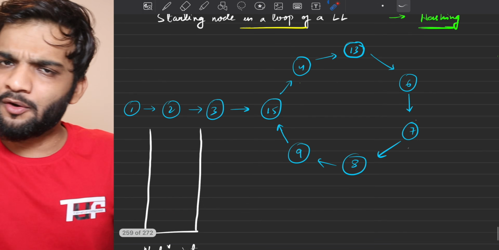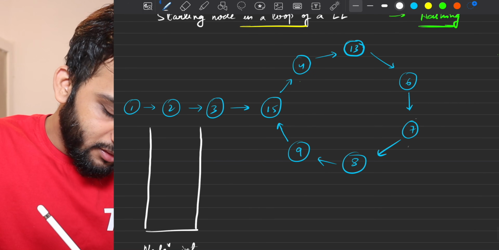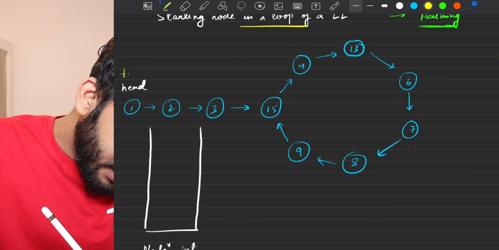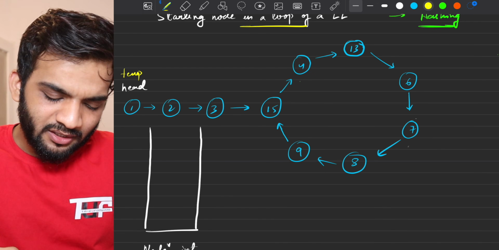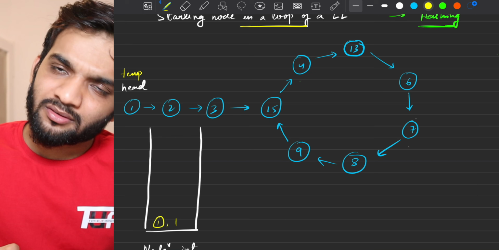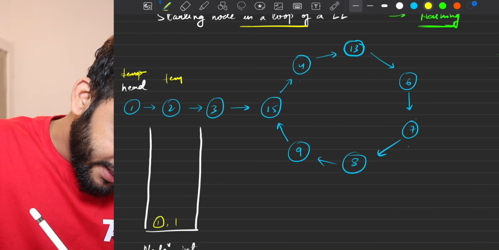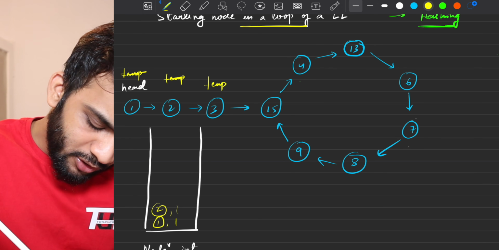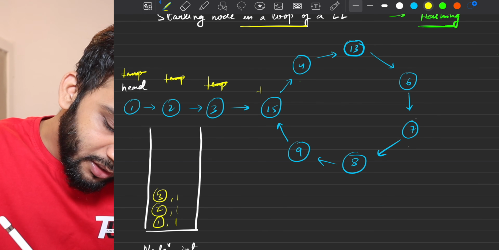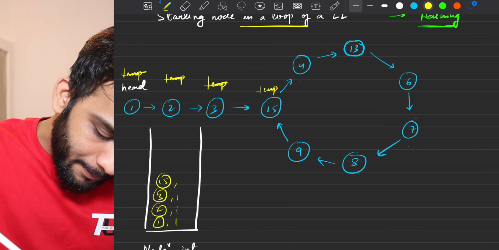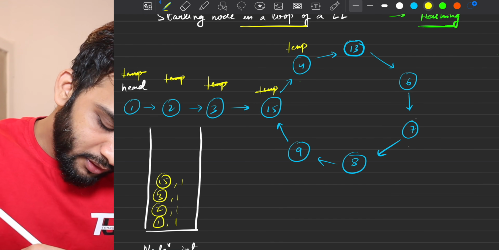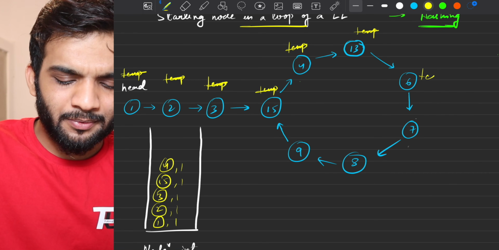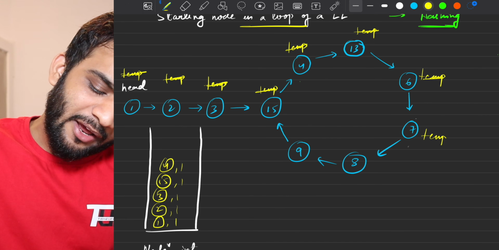Remember this. Perfect. We'll be given the head, right? This head will be given to us. We will not tamper it. Instead of it, we will take a temporary node. Let's start traversing. The first node will be 1. So I can put it, and then I can go to the next. The next node will be 2. I can put it into the map. The next node will be 3. I can put 3 into the map. The next node will be 15. I can put 15 into the map. The next node will be 4. I can put 4 into the map. And similarly, I can keep going, and you just keep putting it into the map. Keep traversing.